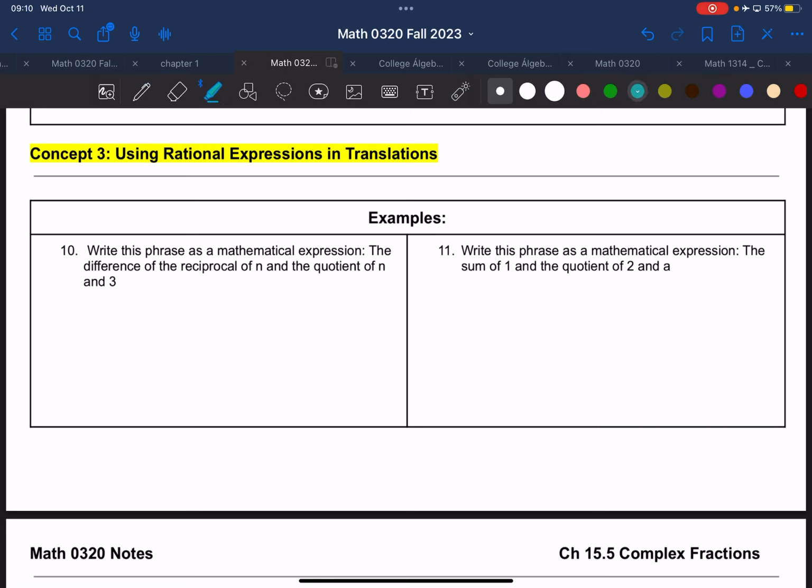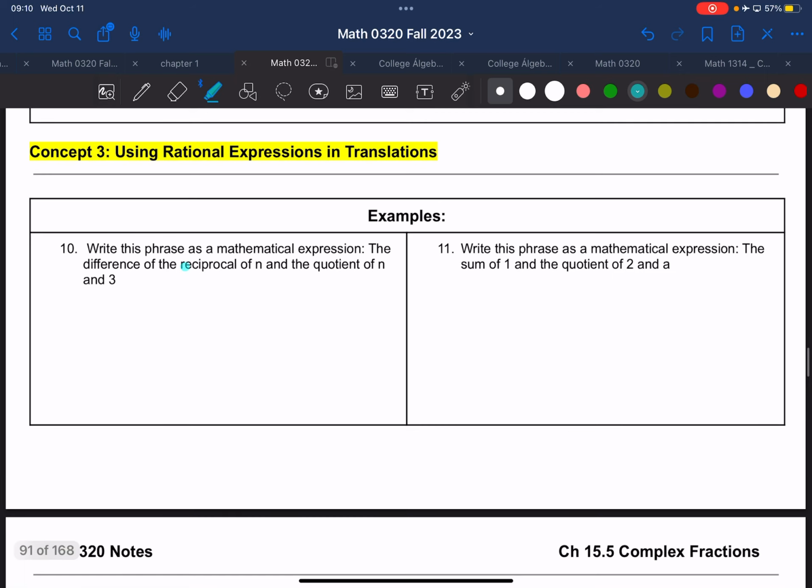So for number 10, it says, write this phrase as a mathematical expression. The difference of the reciprocal of n and the quotient of n is 3. So here's 2 words we need to know, reciprocal and quotient. So what does reciprocal mean? We flip it. So reciprocal means flip. What does quotient mean? Divide.